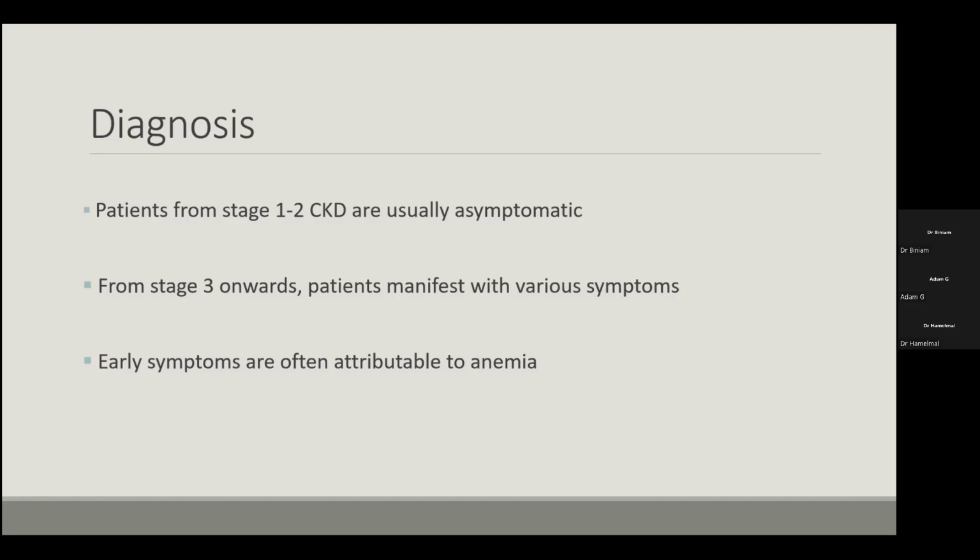So patients from stage 1 to 2 CKD are usually asymptomatic, and stage 3 onward is the strict definition of CKD. Stages 1 and 2 are at-risk individuals. I have mentioned all the risks. So patients with the above risks should be screened for CKD. GFR should be estimated, creatinine should be regularly estimated, and albuminuria.